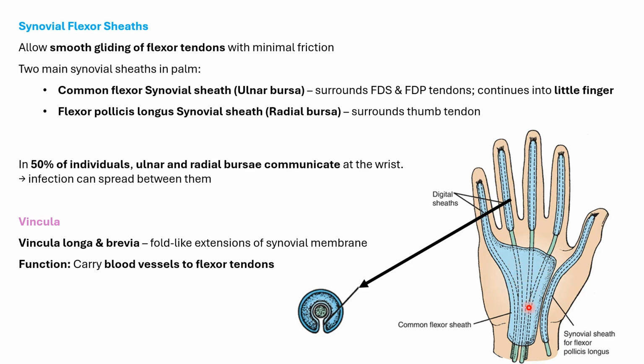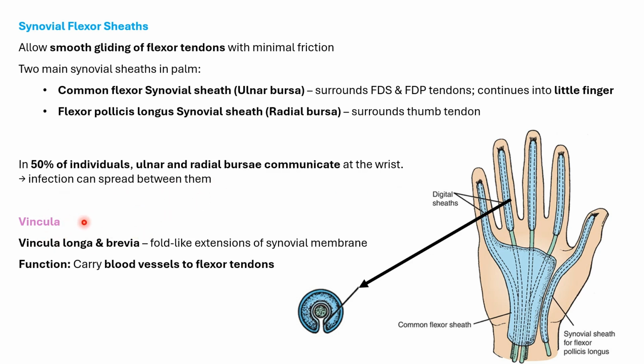The common flexor synovial sheath or ulnar bursa surrounds the flexor digitorum superficialis and flexor digitorum profundus tendons and continues into the little finger. You can see it continues into the little finger. And the flexor pollicis longus synovial sheath or radial bursa surrounds the thumb tendon, actually the flexor pollicis longus tendon. In 50% of individuals, the ulnar and radial bursae communicate at the wrist, so infection can spread between them.